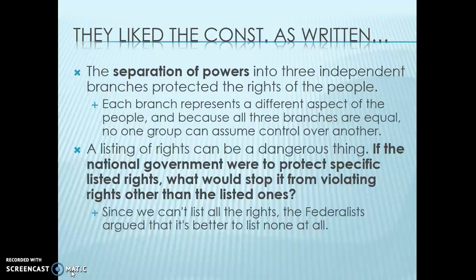A list of rights can be a dangerous thing, they argued. If the national government were to protect specific listed rights, what would stop them from protecting other rights that were not listed? They argue basically since we can't list all the rights, it's better to have no list at all, because ultimately it could lead to the federal government impinging on the rights of certain groups, or on certain rights. And of course, states create their own Bill of Rights anyway, so it's redundant.